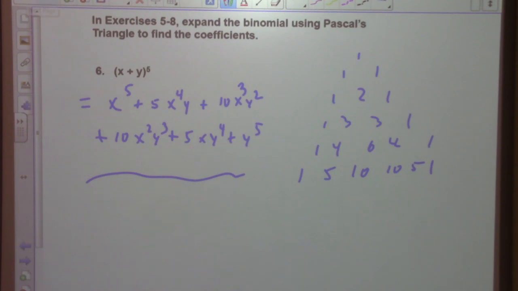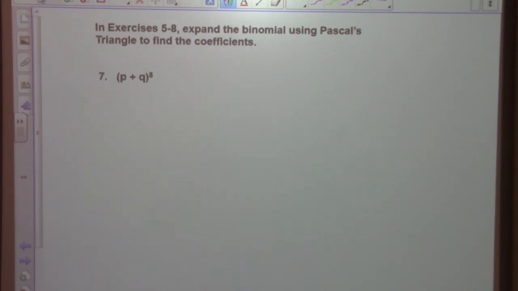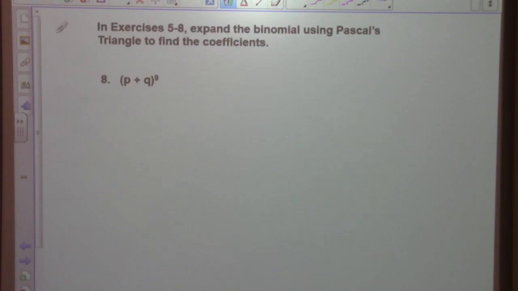And really with 7 and 8, they're just bigger powers of expansion.